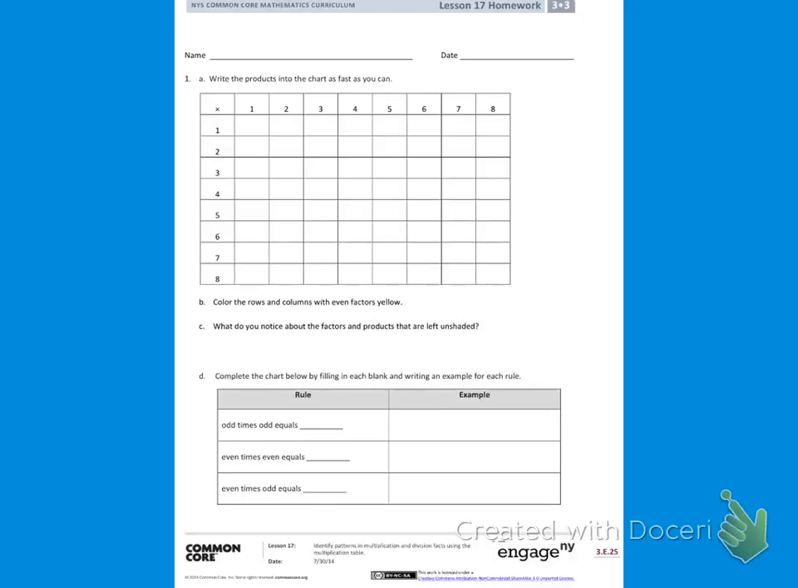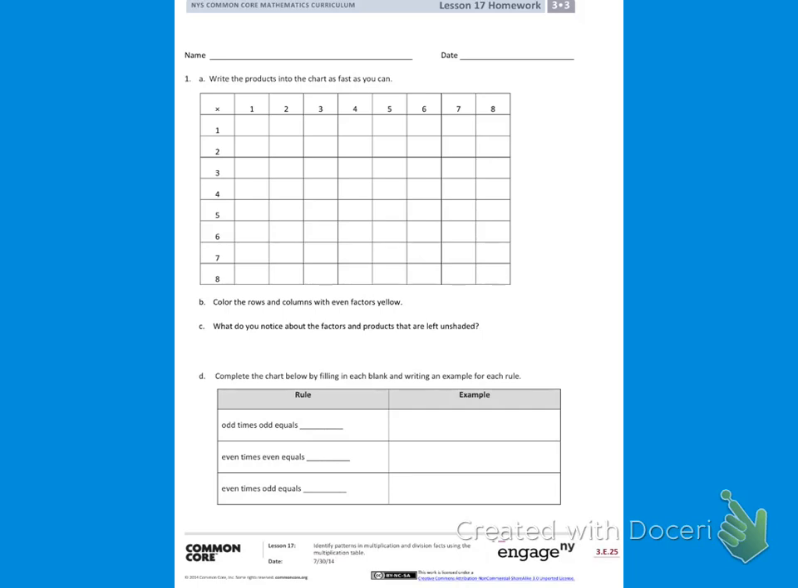Module 3, Lesson 17's objective is to identify patterns in multiplication and division facts using the multiplication table. Item 1A says, write the products into the chart as fast as you can. As you know, the word products means answer to a multiplication problem. I will show you how to complete the chart by doing a few of the rows for you.